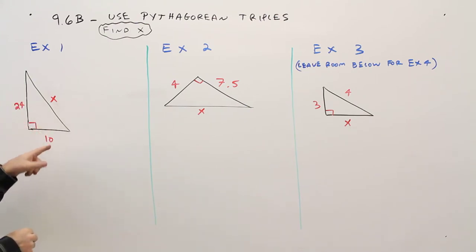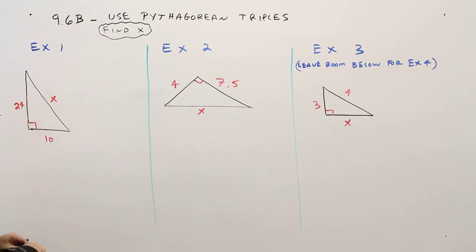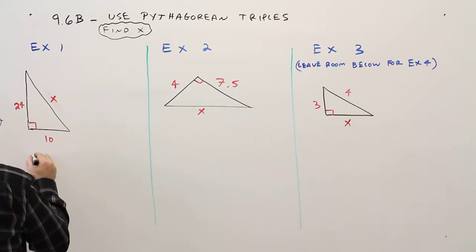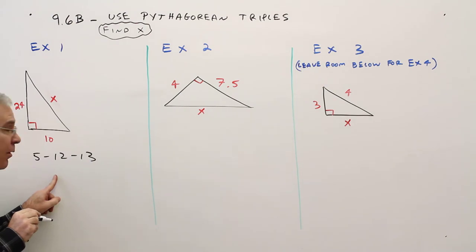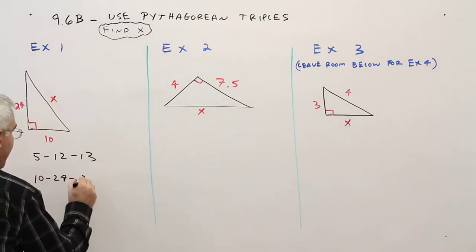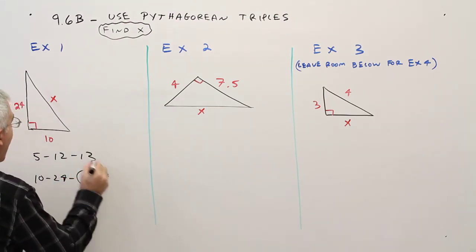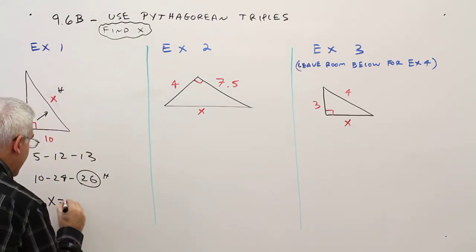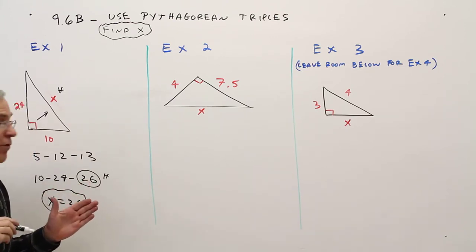So over here, instead of using the Pythagorean theorem, let's see if I can first try to see some triples. Oh, it looks like this might be a 5, 12, 13 family. What would happen if I doubled those numbers? I'd get 10, 24, 26. Keep in mind that 26 would be the hypotenuse, which would make sense in this problem. So x equals 26 just by using Pythagorean triples.